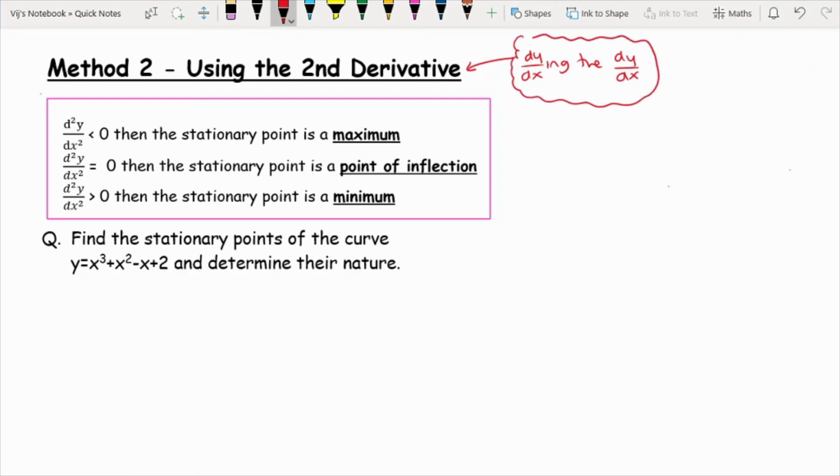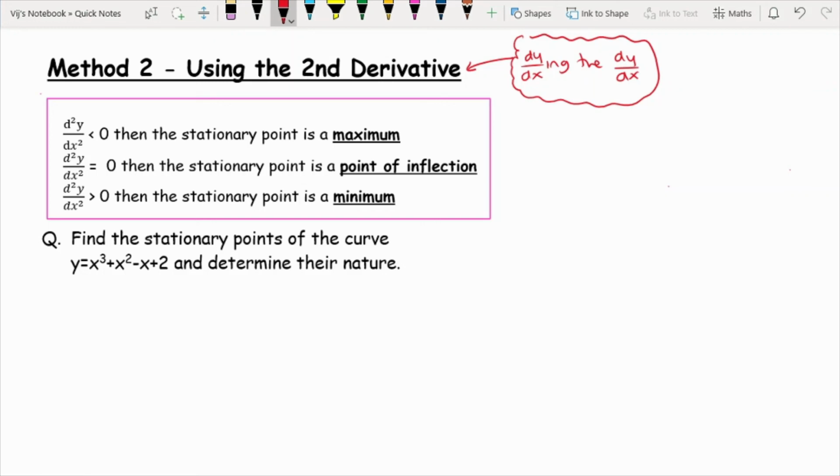Now what I'm going to do is go through an example, and we're going to use this theory and show you how we can determine the nature of a stationary point. Also, just to save a bit of time, I'm going to use the exact same question as I did for method 1.